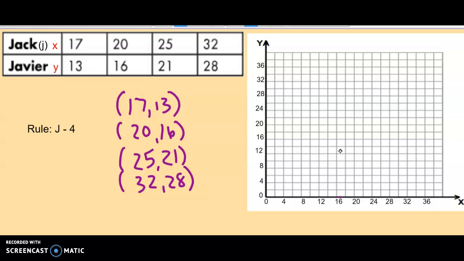We did talk about before we left school that sometimes our points do exist in the middle of the white space. Okay, so for my next one, I have 20, 16. So 20 is on my X. 16 is exactly on my Y.